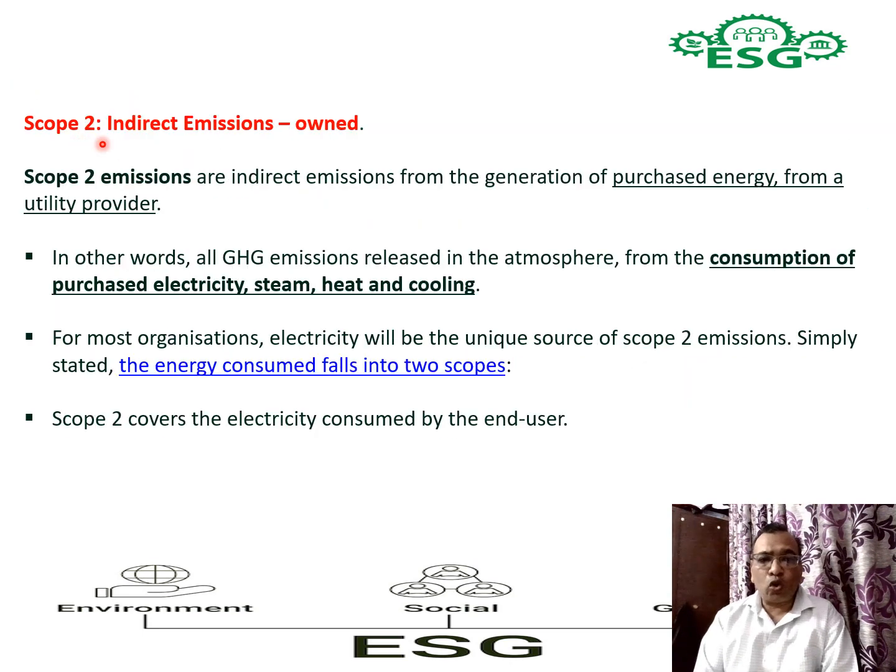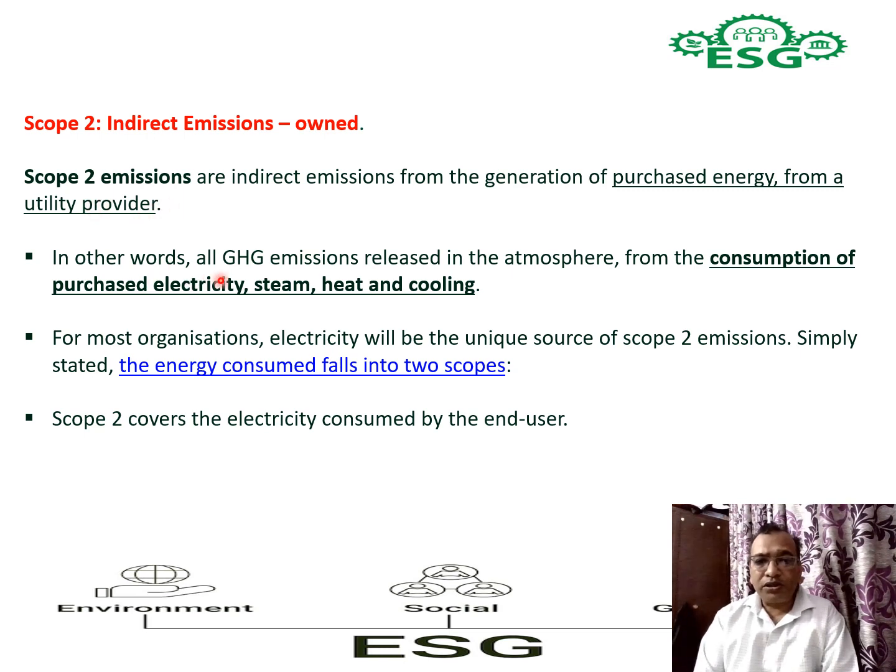Now we will see scope 2 emissions, that is indirect emissions. So what are these scope 2 emissions? These are indirect emissions from the generation of purchased energy from a utility provider. It means it is due to the purchase of electricity from a service provider, like in Maharashtra you have MSEDCL or previously MSEB. So whatever electricity is utilized or consumed from this utility service provider comes under scope 2 emissions.